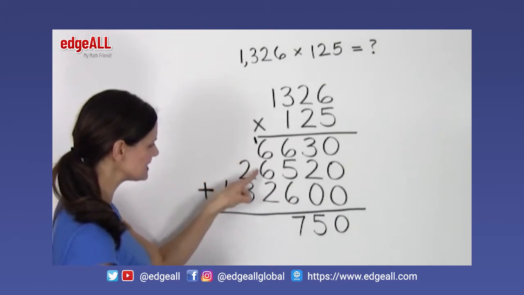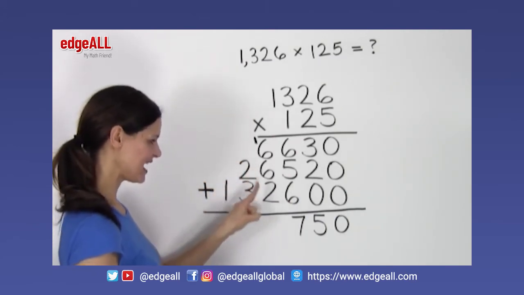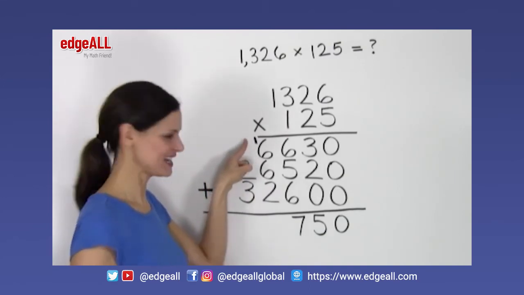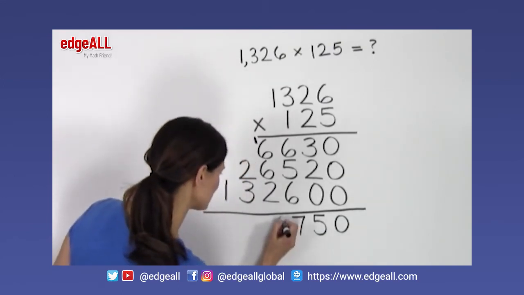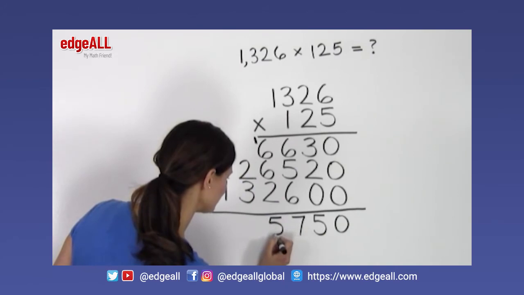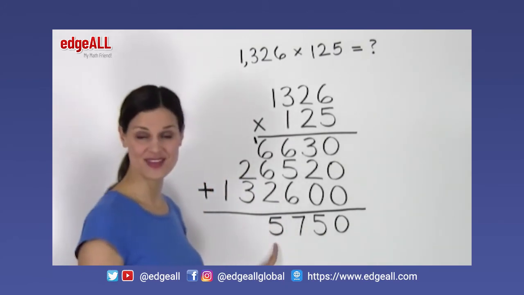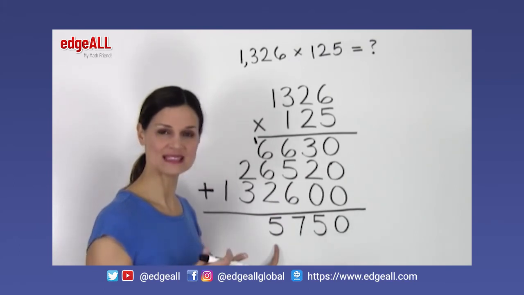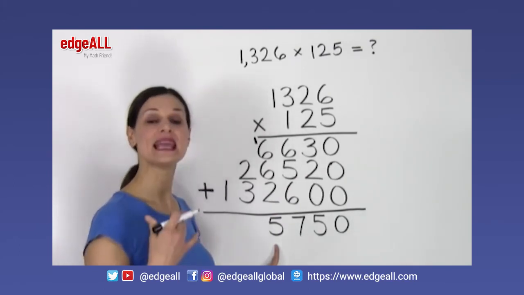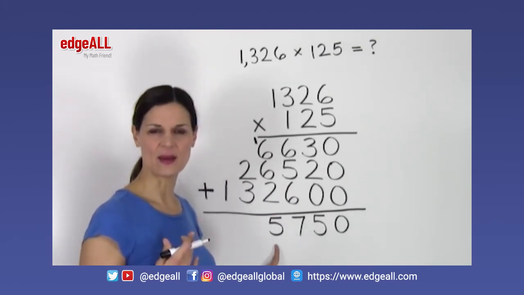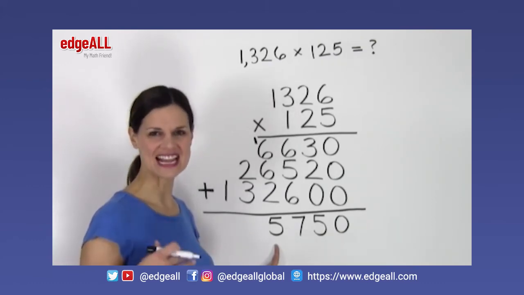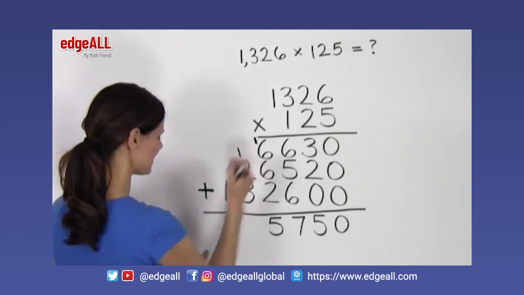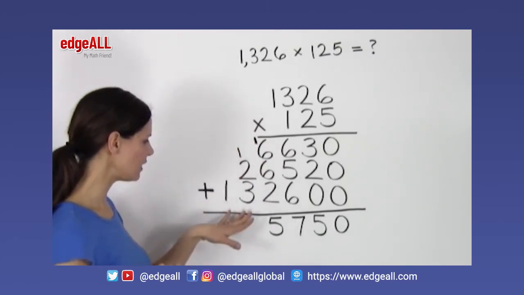So 6 plus 6 is 12. Add 2 is 14. Add 1 more is 15. So again, I'm going to regroup and carry here. I'm going to put the 5 of the 15 here. Always put the part that's in the ones place below. And then I carry the part that's in the tens place of my answer to the next highest place value column. So I'm going to put a 1 here in the next column.